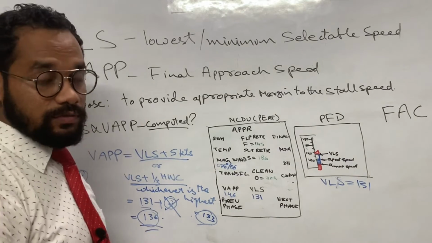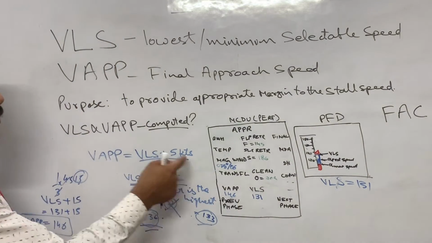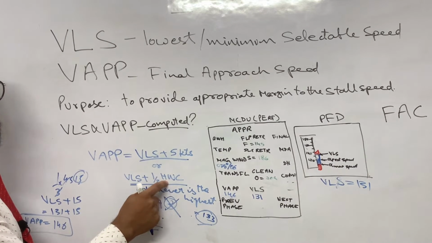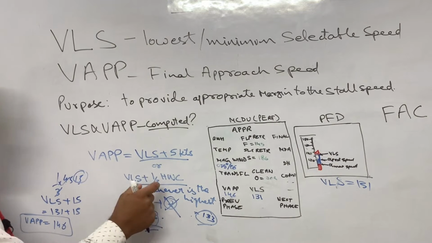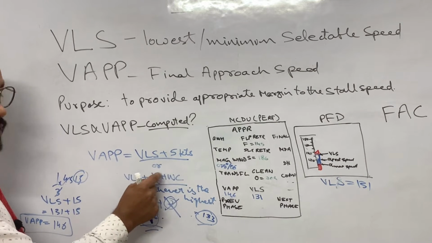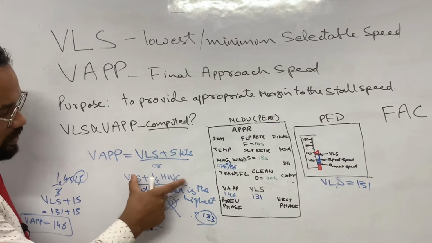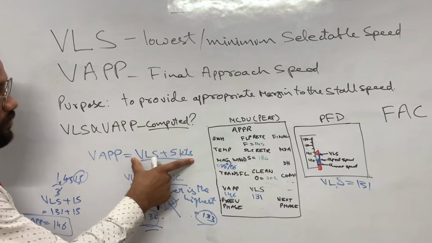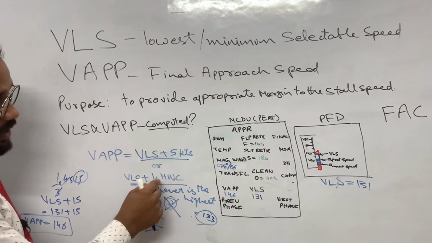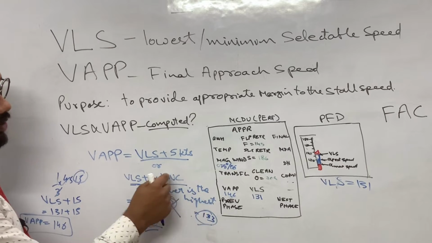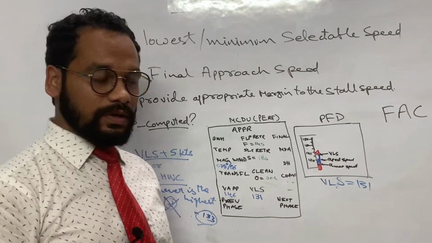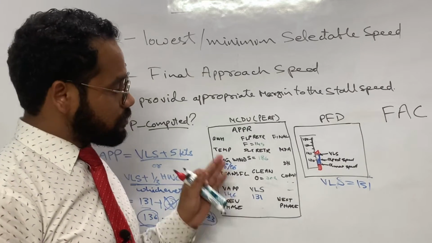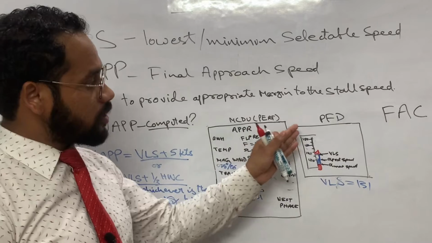So hence, moral of the story: VLS plus 5 knots will always be the approach speed as long as your headwind component is less than 15 knots. Why? Because when the headwind component is less than 15 knots, the overall value of VLS plus 1/3 of headwind component becomes lesser than VLS plus 5 knots. Hence, VLS plus 5 knots will always be the approach speed as long as the tower reported headwind component is less than 15 knots. Okay friends? So I hope you have got how to calculate the approach speed and how to check it on the MCDU approach page and on the PFD.